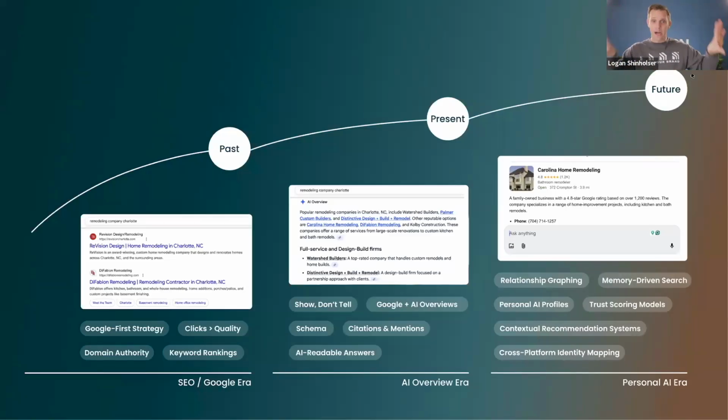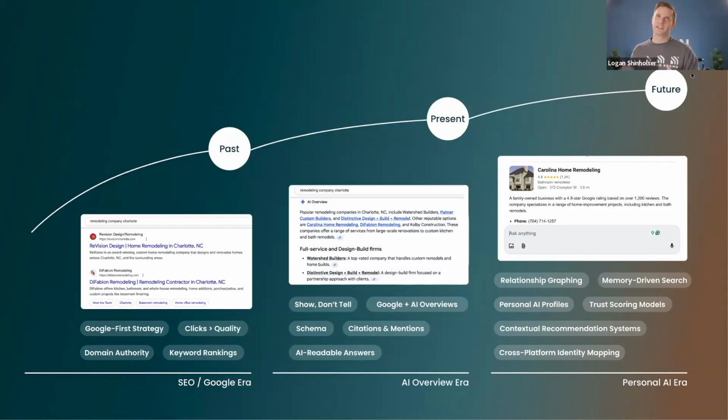There's 3 different eras, if you will. The first one's in the past at this point, and that is just straight up the SEO and Google era. Everything that you did on the internet was geared towards Google, getting people to the website, keyword rankings, all that stuff. And right now, we're in what I'm calling the AI overview era, which is a middle ground where AI is starting to shift and we're layering stuff on.